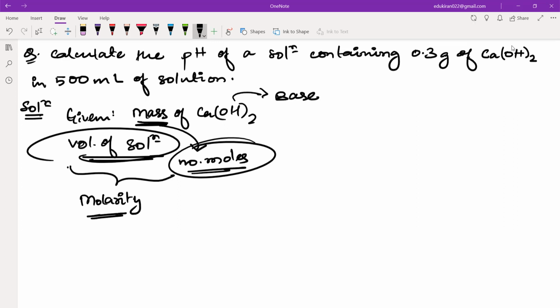So always try to get to molarity. How are you going to get the molarity? In the question you have to look at that, because whenever you have to calculate the pH of the solution, it has to do something with the concentration.